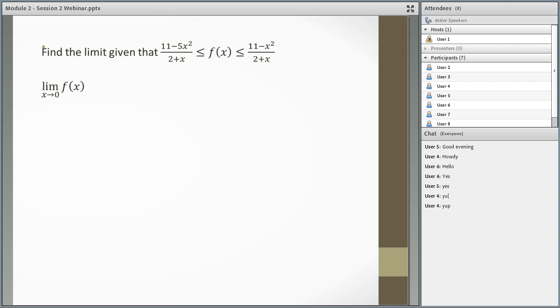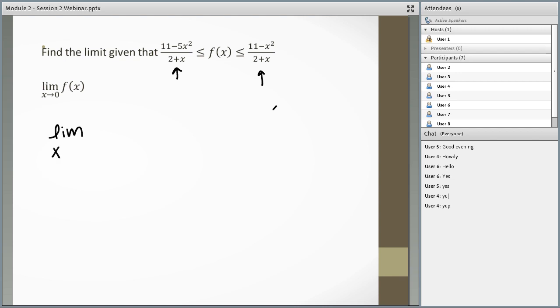So here's an example of the sandwich theorem. It's also known as the squeeze theorem, so you may have heard it both ways. So find the limit given we have (11 minus 5x squared) over (2 plus x) is less than or equal to f of x, and that's less than or equal to (11 minus x squared) over (2 plus x). The idea here is we don't know what f of x is. We weren't given that information, but we do know a function that's smaller and a function that's larger. So we can take the limit as x approaches 0 of those two functions, and if they're the same thing, we can assume that that's the limit of our function. If they're not the same thing, we can't conclude that.